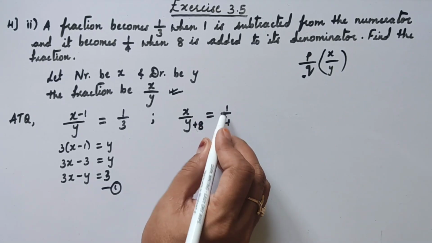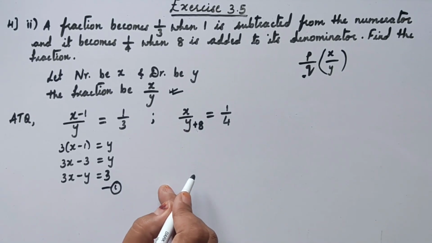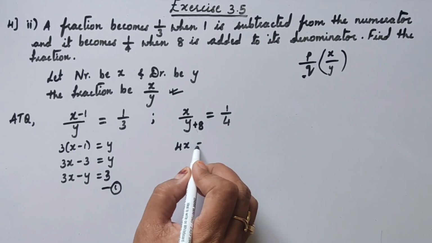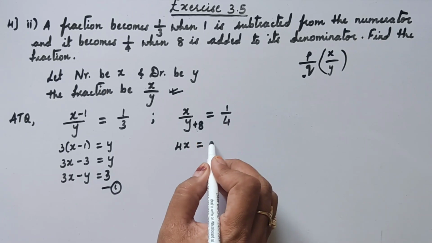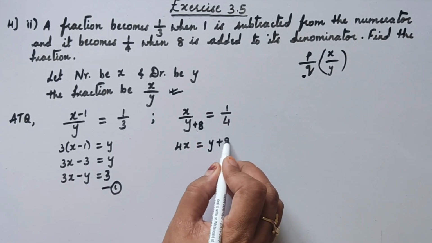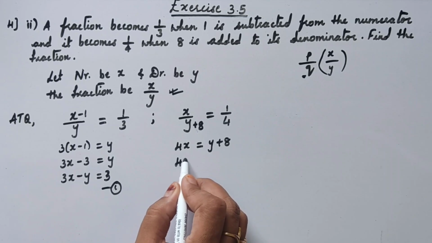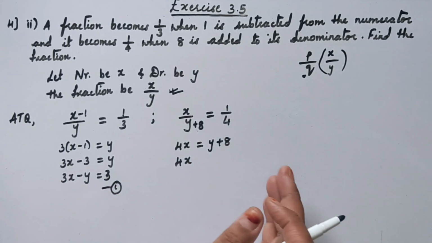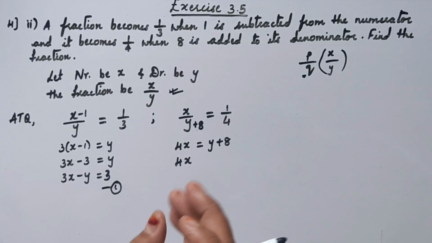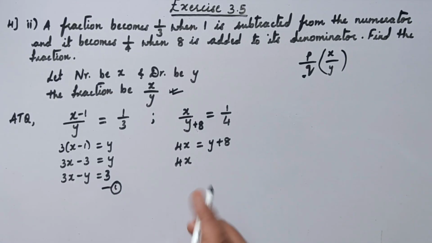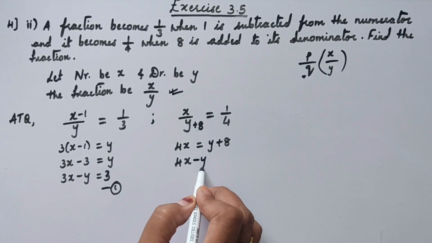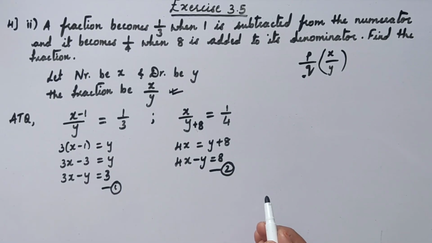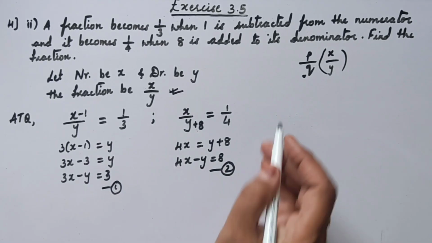Now here we'll just do cross multiplication to get the second equation. 4 into x is 4x equal to, with 1 when you multiply, you get the denominator as it is. Now let me rearrange. Okay, always x and y should be on the left side and the constant on the right side, so that we can eliminate and get the solution easily. Okay, this is minus y equal to 8. So this is equation 2. Okay, let us solve equations 1 and 2.